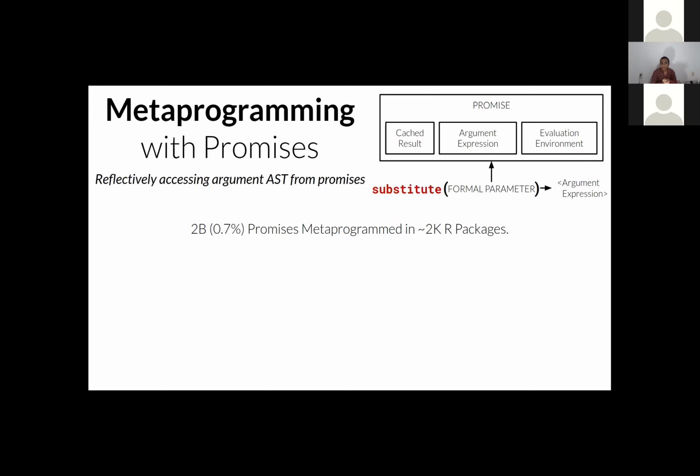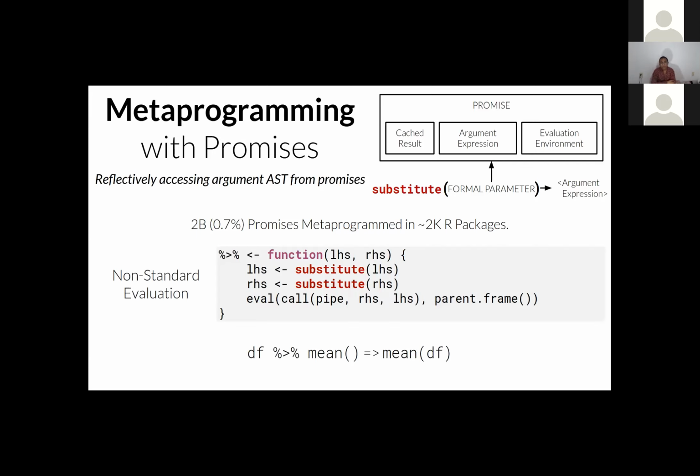This got us curious about the use of metaprogramming in R. Why are so many people doing metaprogramming, and what are they using it for? The most common use of metaprogramming in R is non-standard evaluation. I'm going to explain this with the definition of the pipe function as it's implemented in R. The pipe operator %>% works as follows. It takes a thing on the left, evaluates it, and passes it as an argument to the function on the right. So df pipe mean is equivalent to applying the mean function on the df argument.